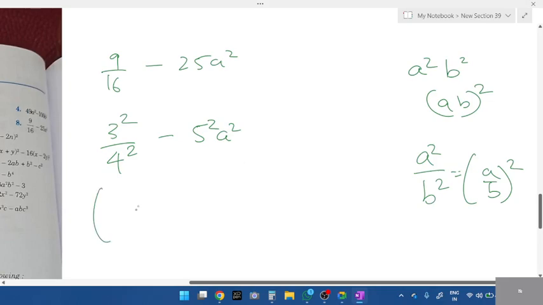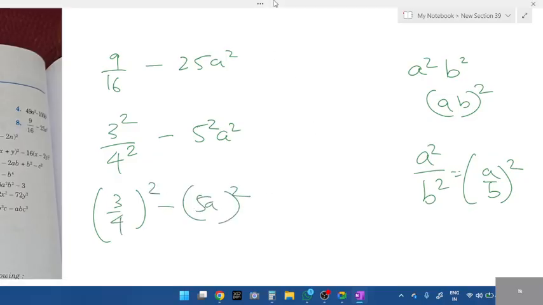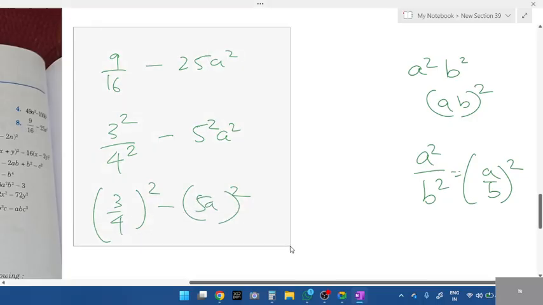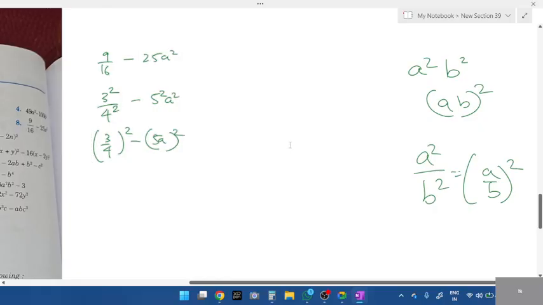Yes. Now, how can I write this 3 by 4, students? Can I write it together like this? Is it correct? After, what is a plus b into a minus b? 3 by 4 plus 5a into 3 by 4 minus 5a. Just go through this. Where is it x square? Okay, if it is x, convert into x.